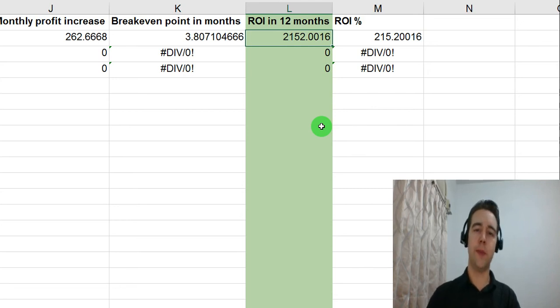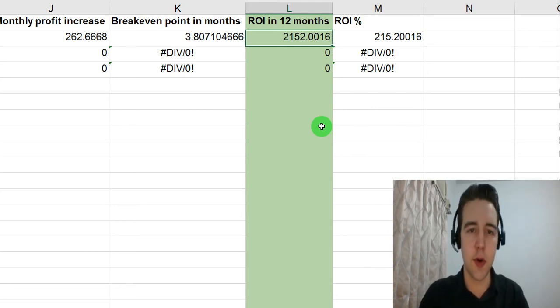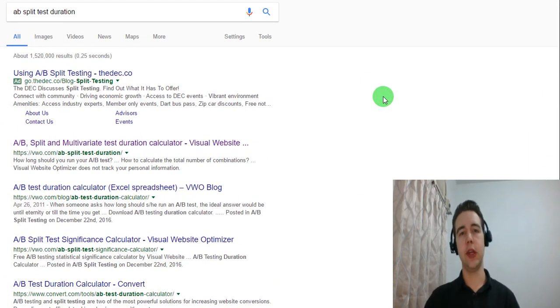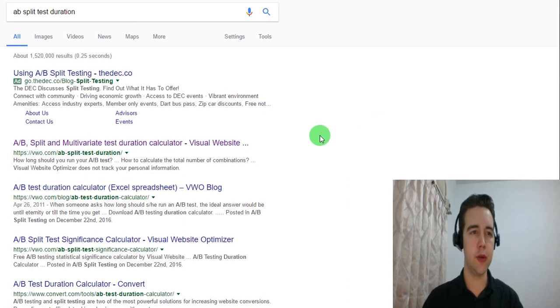However, the problem with this is that it's mostly an estimate because measuring this takes a lot of traffic, and I'm going to explain why in the next part. So this is a great tool for measuring how long you should run your split tests or A/B tests.